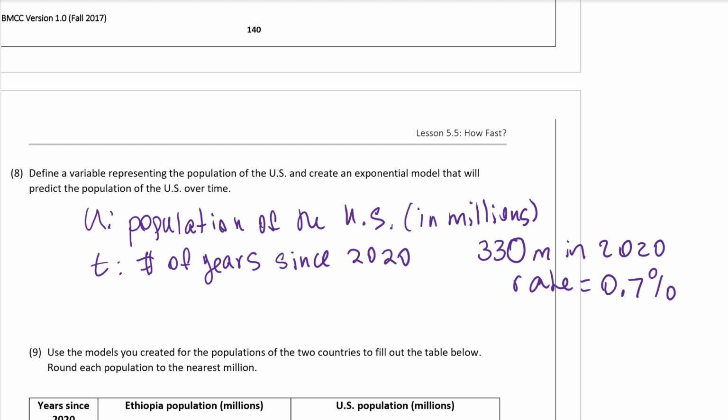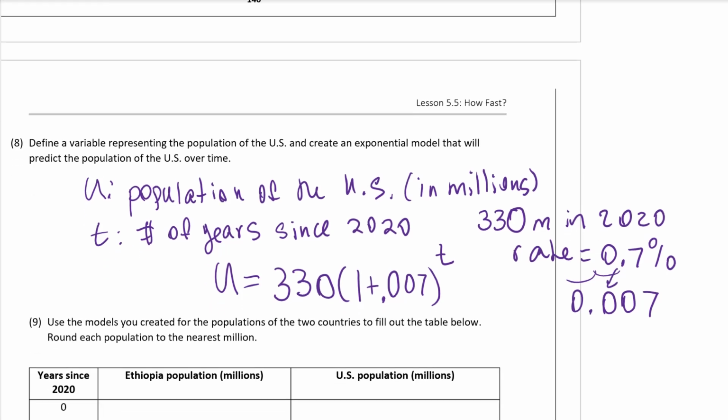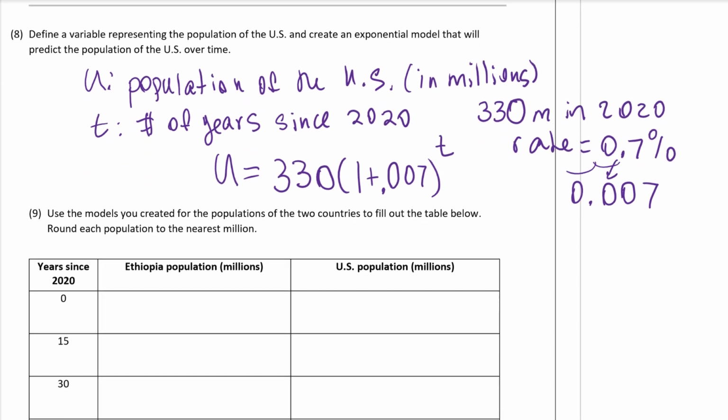All right, let's review. The population of the US is the starting population times 1 plus the rate, to the power of t. And the rate is 0.007, moving 2 places: 0, 0, 7. If you only move 1 place, it will be 7%, and it's not 7%, it's not 70%, it's only 0.7%. So that's going to be our model. You can put them together, but here it goes.